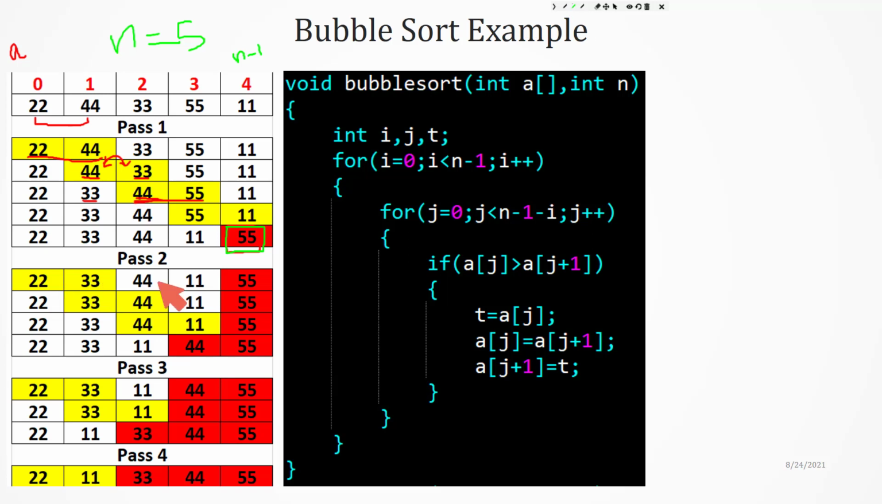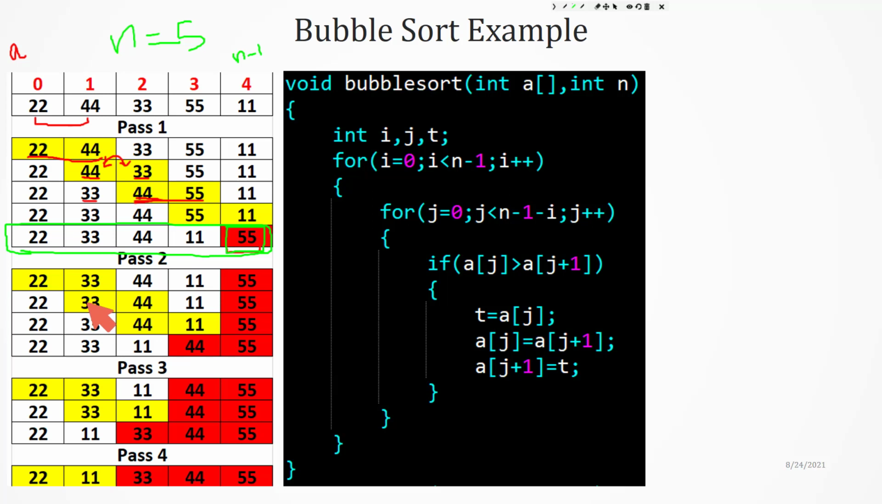Next we are going to apply the second pass. That means the same array will go for the second pass. In the second pass, this 55 is already in the correct position. Correct position means in the sorted array 55 will be at the end. So we will not consider this cell for further actions. First we will compare 22 and 33. It is already in order, so there is no change.